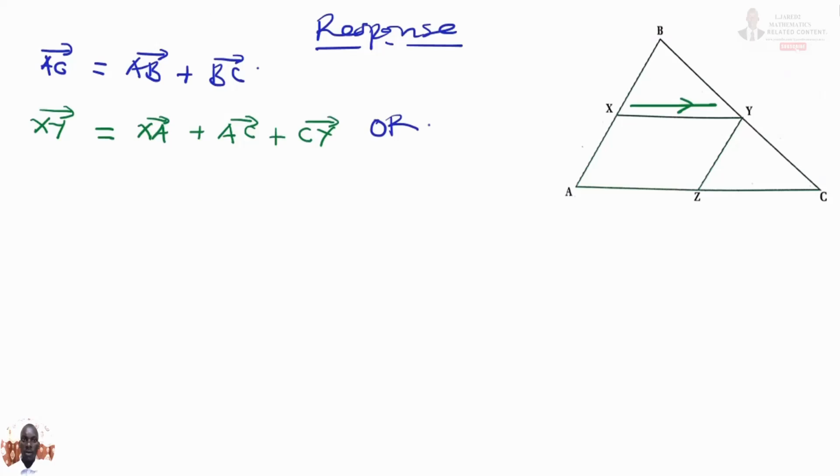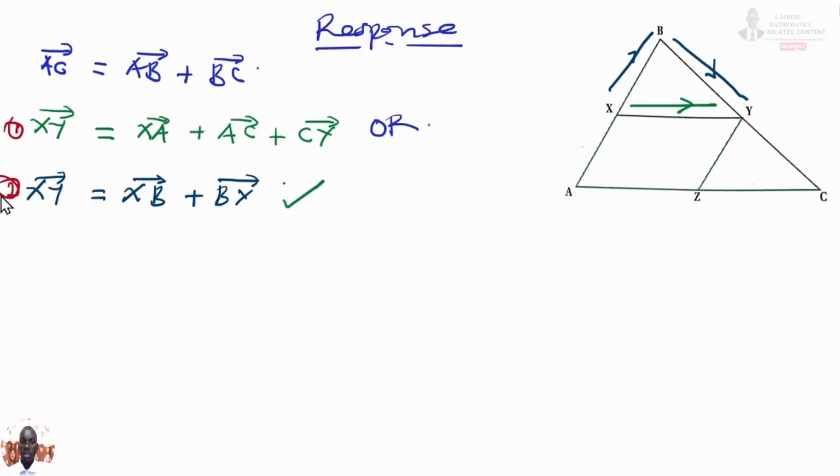Or we have another way we can get that vector, we can use the other route, that vector XY, the same as moving from X to B in that direction. So we have vector XB plus the vector BY in this direction. So I see that we can use the second one, because the second one is short, we have only two items that we need to determine. That means we could easily get the vector XY with ease.